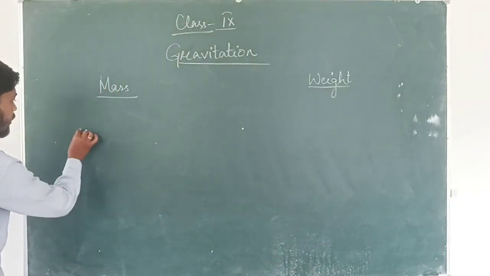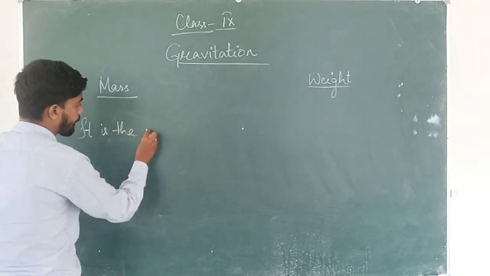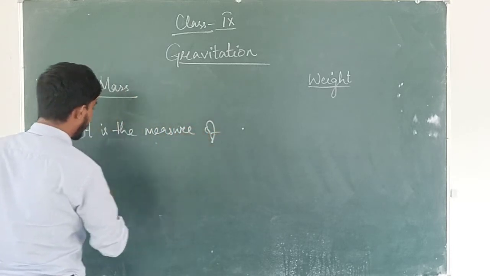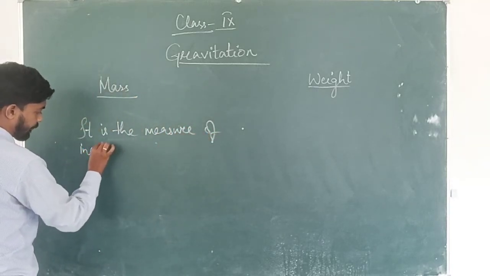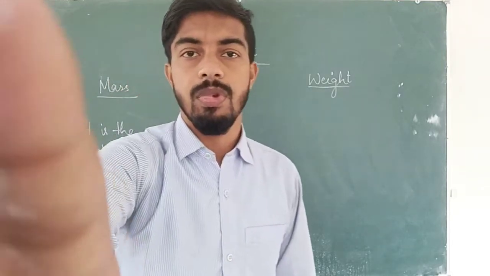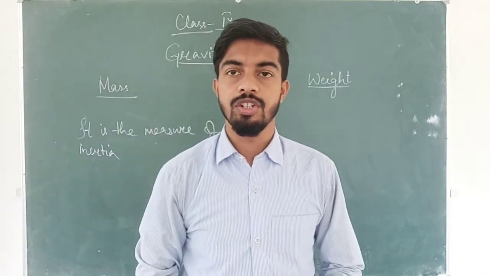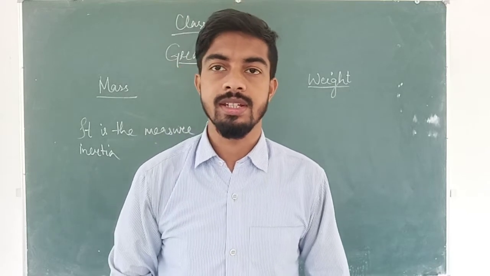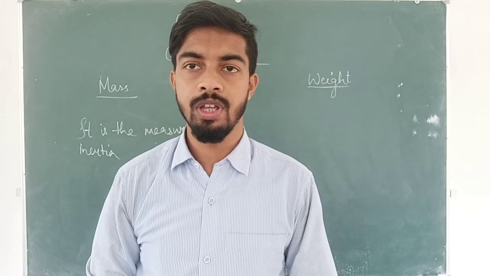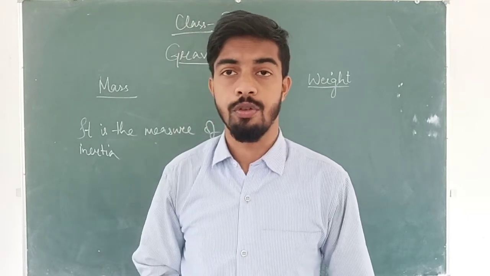So mass is the measure of inertia. Inertia is actually measuring the state of an object, whether the object is moving or not. In that state, we measure the mass of an object.